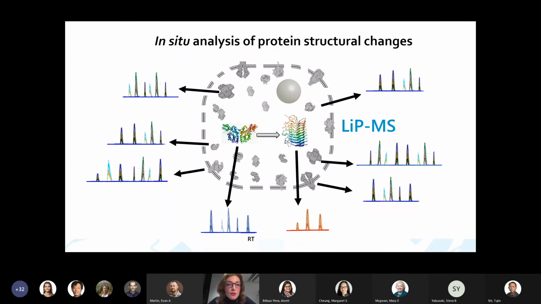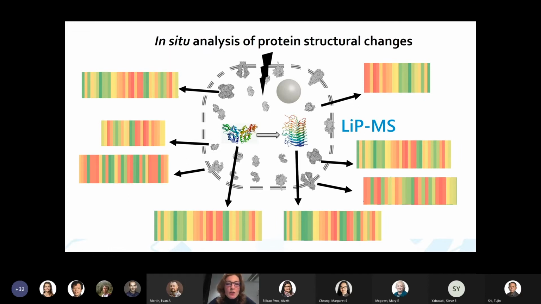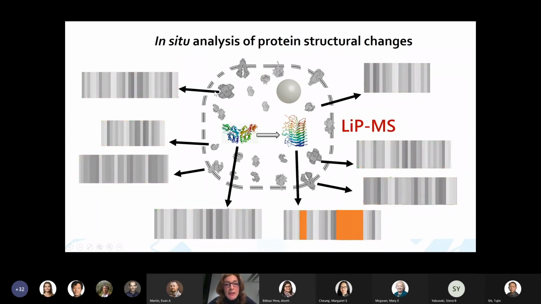Then we convert these proteolytic fingerprints into what we now call structural barcodes. The name is fancy, but it's a pretty simple concept again. We basically plot the intensities of our peptides along the sequence of the protein we are interested in. And then when we apply a perturbation to our cells, the barcodes tell you which proteins remained structurally invariant and which proteins underwent a structural change.